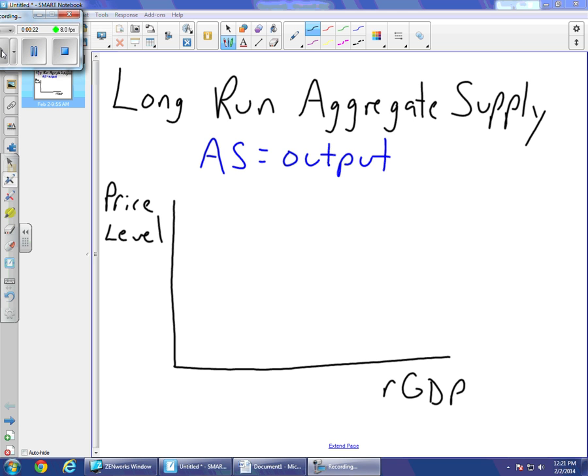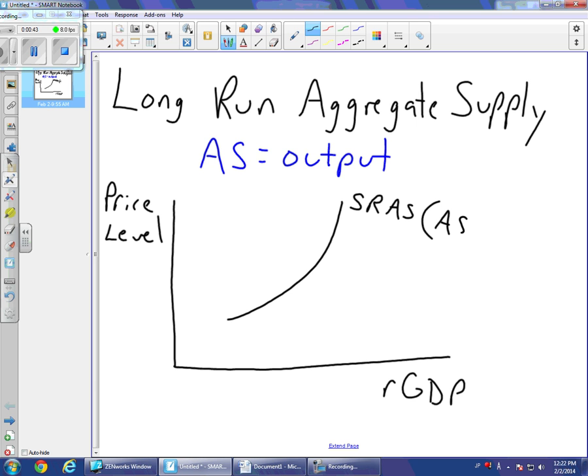As you hopefully remember, in the short run, wages do not adjust to changes in the price level, thereby changing the amount of profit that a business makes, which changes the value of the output they're willing to produce. This results in the upward sloping short run aggregate supply line, which we usually denote simply as aggregate supply.